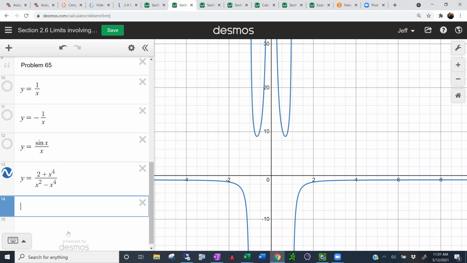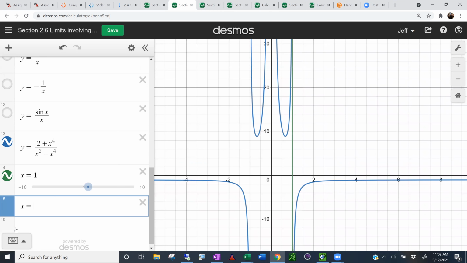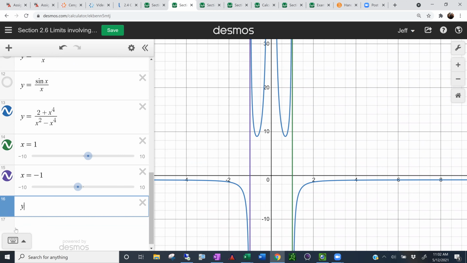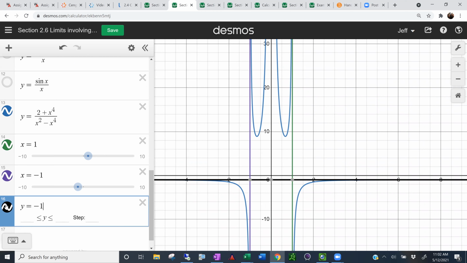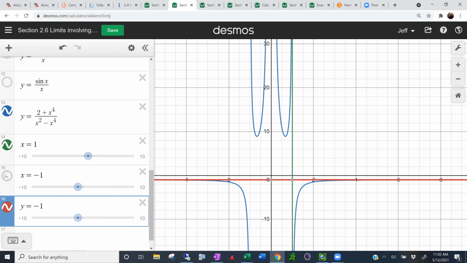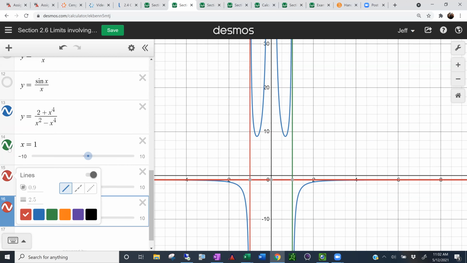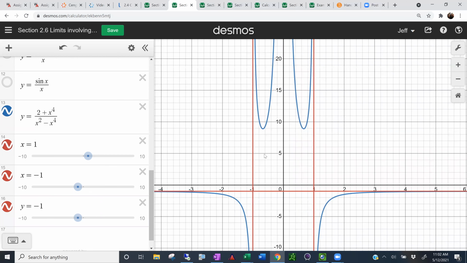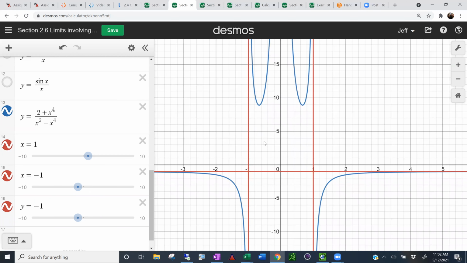So you can graph all of those if you'd like. X = 1, X = -1, and Y = -1. Maybe you want to make those different colors. Red, because it's not going to touch it. Okay, there you go. There's your graph. It's a nice validation of the work that we've done. And actually, I could probably put in X = 0 because that's also a vertical asymptote.